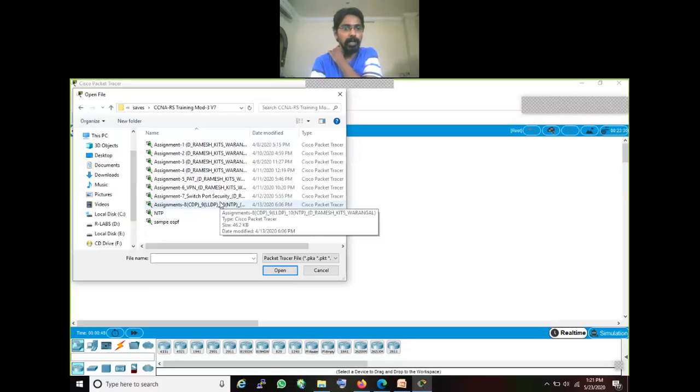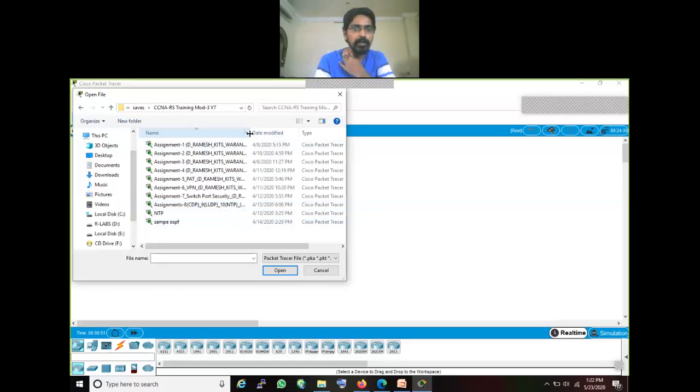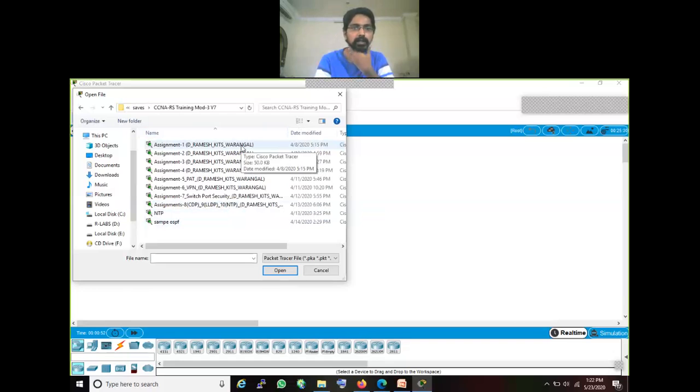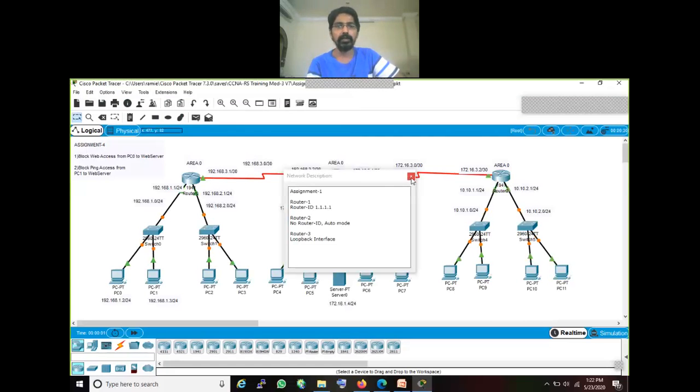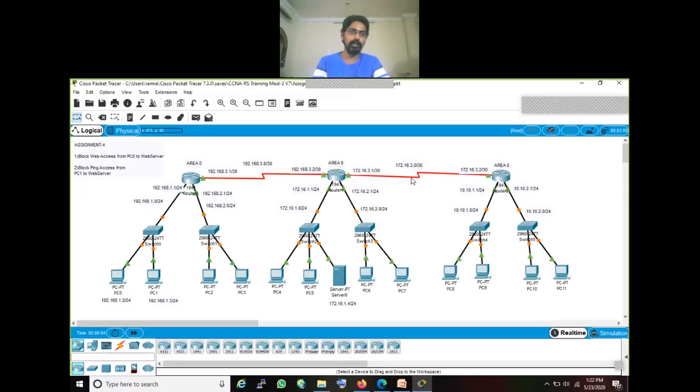So what should I open? This one I will open. This is the assignment given to us in the remote training program. This is our fourth assignment. So observe, this is a diagram. We have three multiple networks. All these networks are connected through three routers. Okay, we define those as areas, area 0.